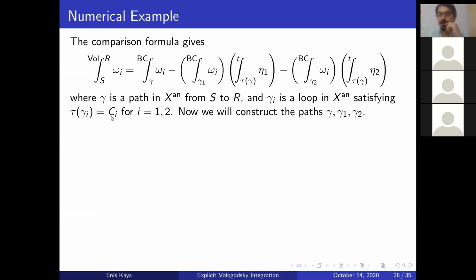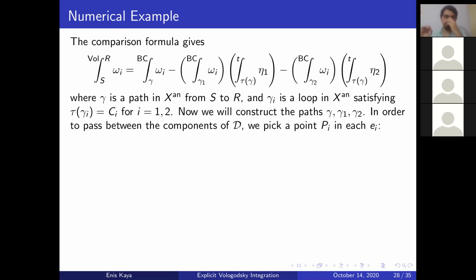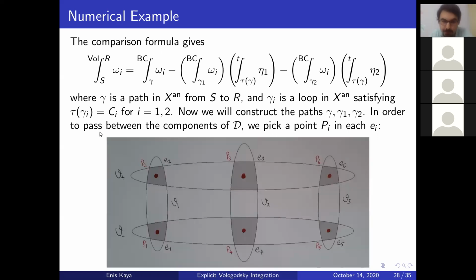So now we want to construct these paths. Basically, in order to pass between different components, we will pick reference points in each intersection, as I show in this picture. Here we have edges E1, E2, E3, E4, etc. And in every edge, we have a point, P1, P2, P3, P4, etc. And again, the results won't depend on these reference points because we just basically compute the same integrals.